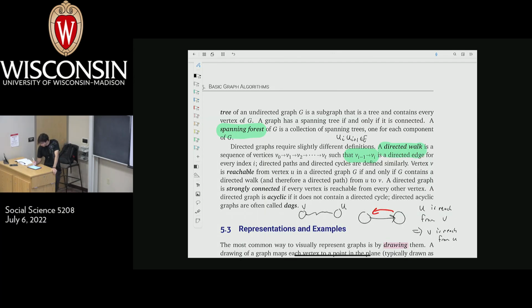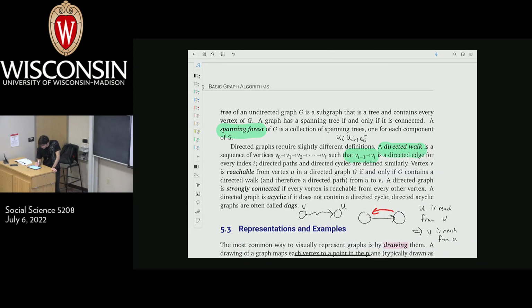But for directed walks, we can't do that because the edges always go in a specific orientation. They're going in a certain direction. So if we have this walk from V to U, that doesn't mean we have a walk from U to V anymore. It's not symmetric. And so in general, it's harder to find components in a directed graph.